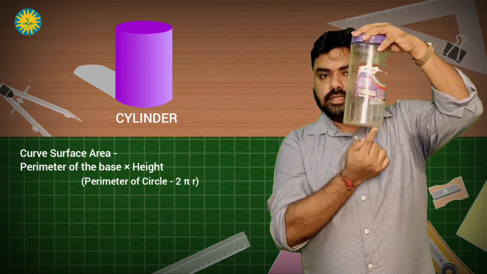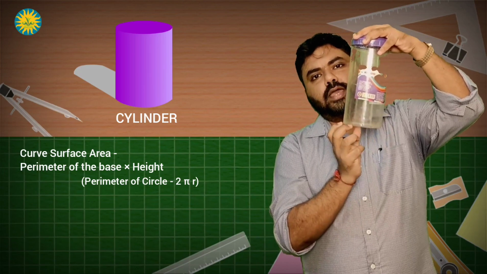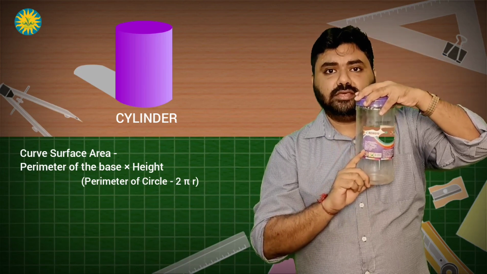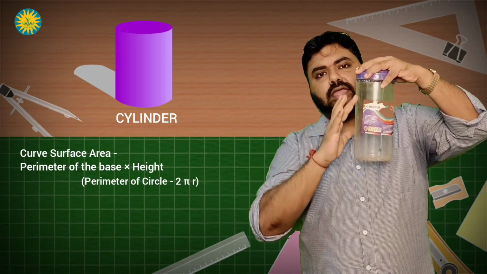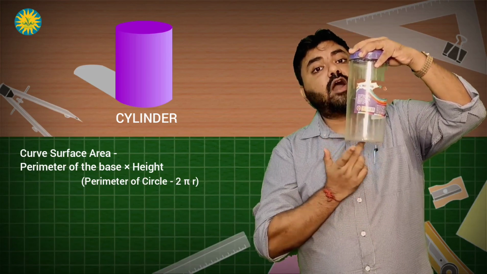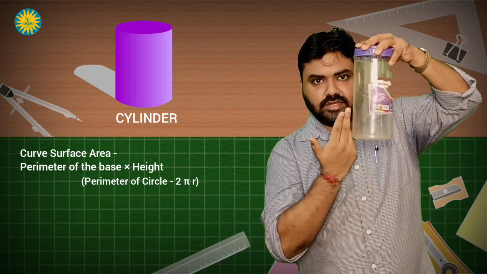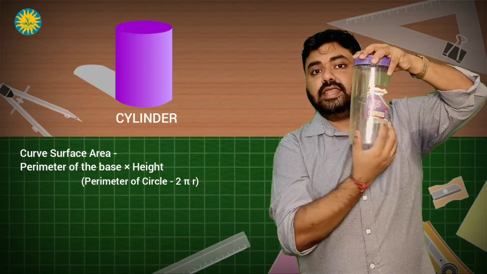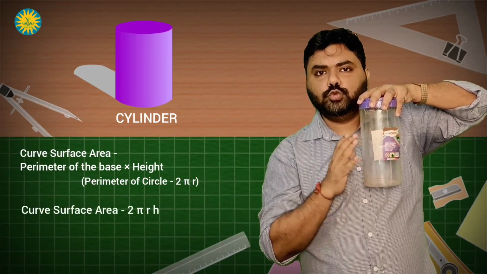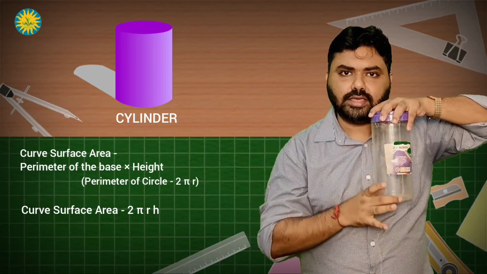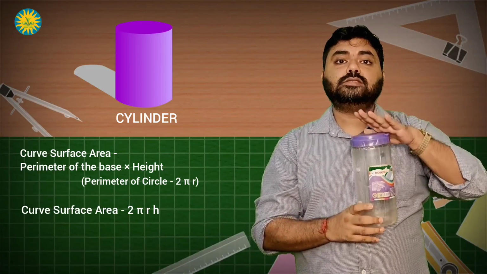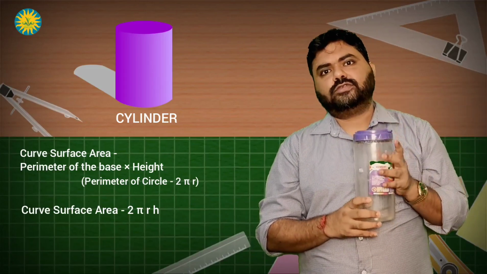This is the circle. The perimeter of the circle is 2 pi r, where r stands for the radius. And this is the height, that is the h. Therefore, the area of this curved surface will be 2 pi r into h, that is 2 pi r h. Now, this is the curved surface area of a cylinder.